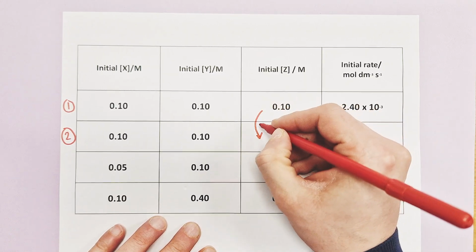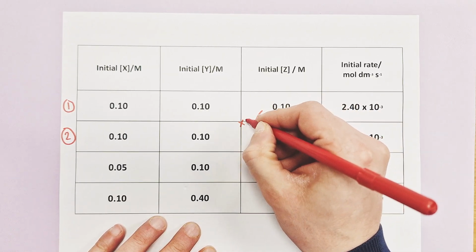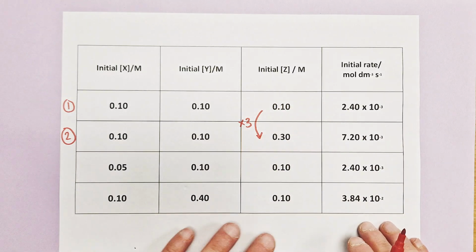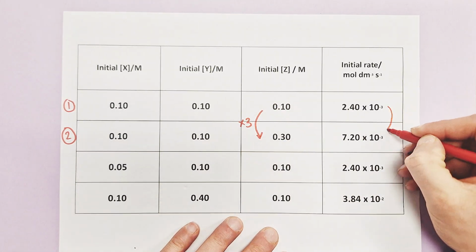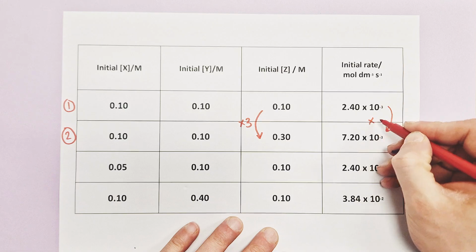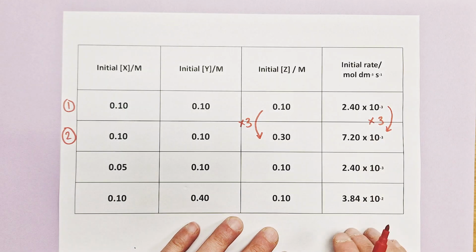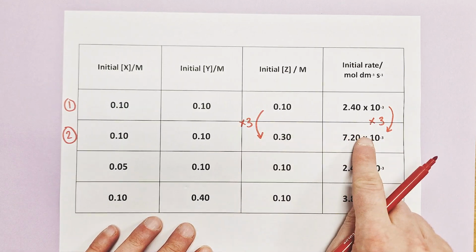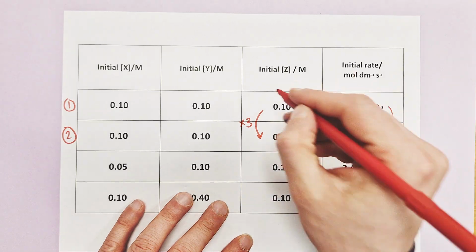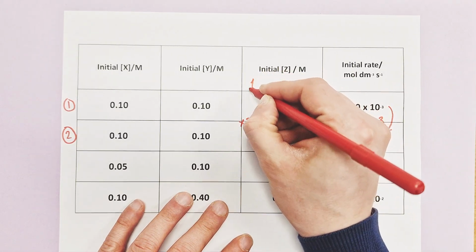For example, let's look at reactant Z. When the concentration of Z was tripled, you will notice that the rate of reaction also tripled. This is a directly proportional relationship in terms of Z. We can therefore conclude that this is first order with respect to reactant Z.